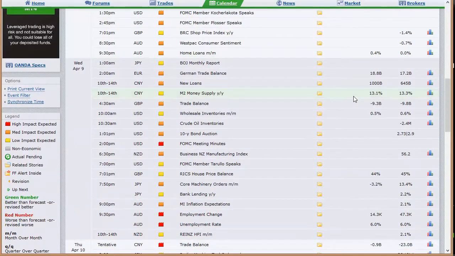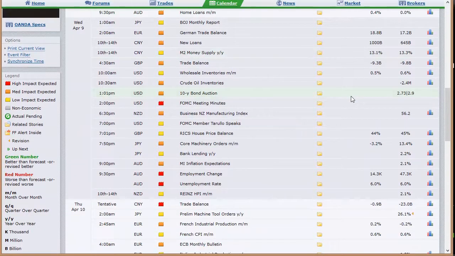BRC shop price index out of the U.K. Westpac consumer sentiment. Aussie home loans. This is all out of Australia. Bank of Japan monthly report. German trade balance. New loans and M2 money supply data out of China. Trade balance out of the U.K.